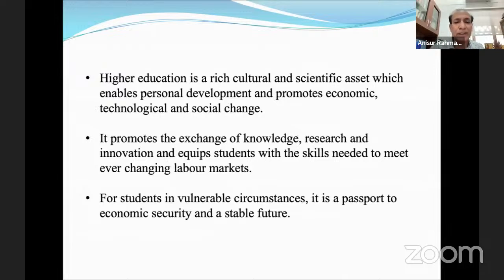For vulnerable circumstances, yes, if I am educated, I can survive and excel, and so can you or anybody. So it is a passport to economic security. That is why the debate is still going on about whether higher education is becoming very expensive nowadays in our own country, whether it should be subsidized to a larger extent, or whether it should be considered a merit good.